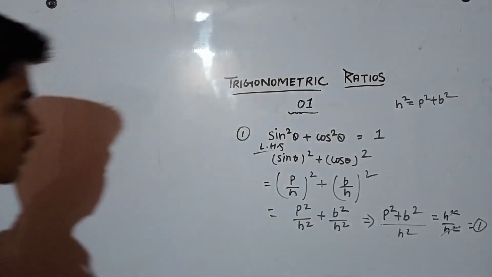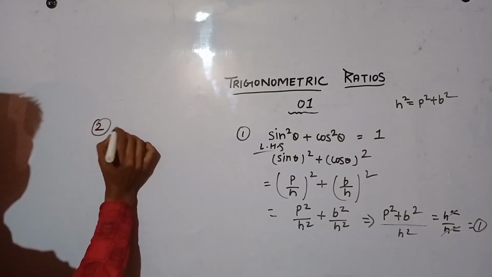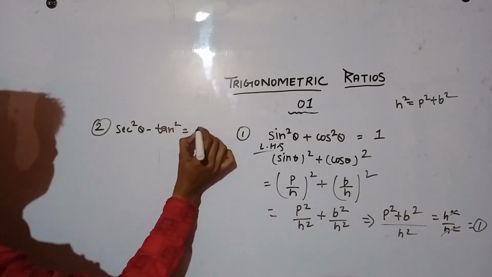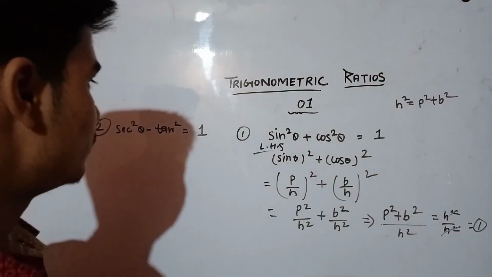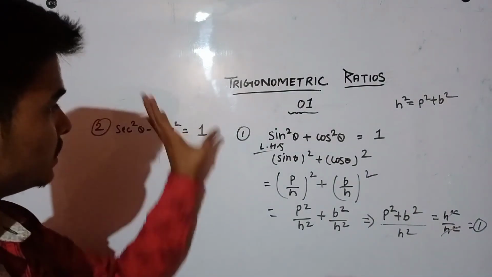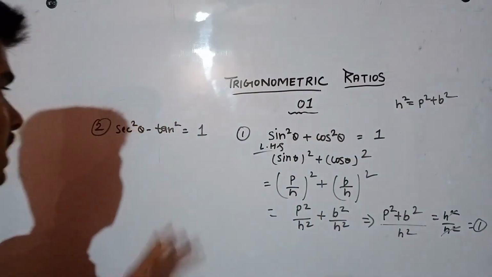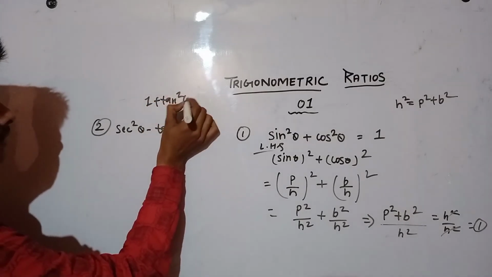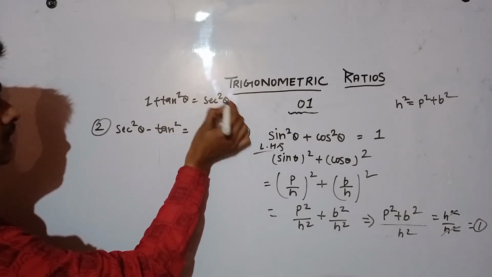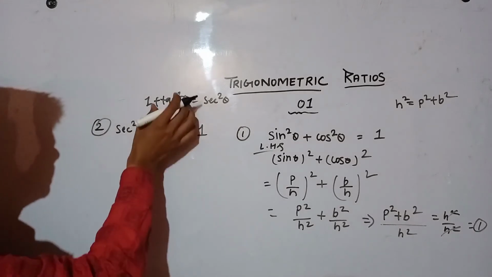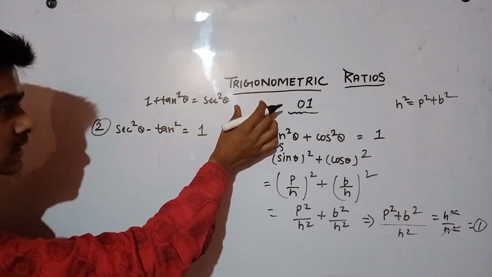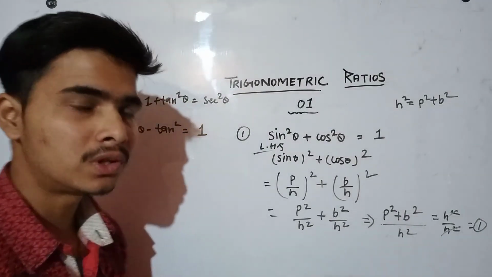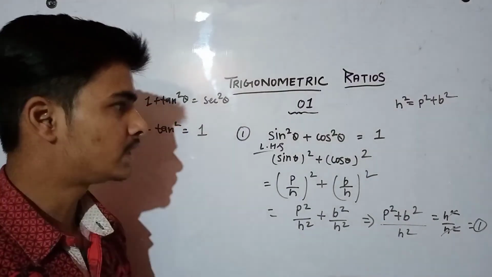The second formula is that secant square theta minus tan square theta is equal to 1. I have learnt it in the manner that put everything equal to 1. In the book it has been written as 1 plus tan square theta is equal to secant square theta. So you can definitely see that if I transfer the tan square theta to this side, I am going to get this only. So I remembered it like this. If you want to remember in any other manner, you can definitely go for it.